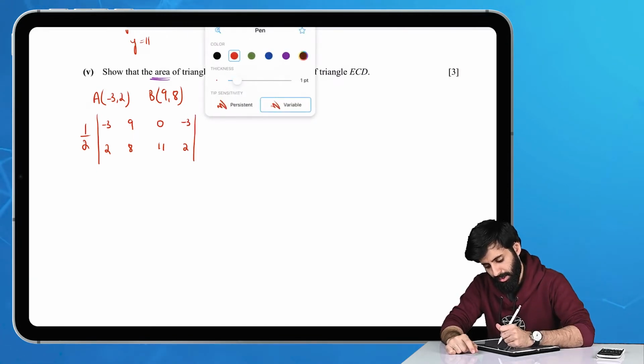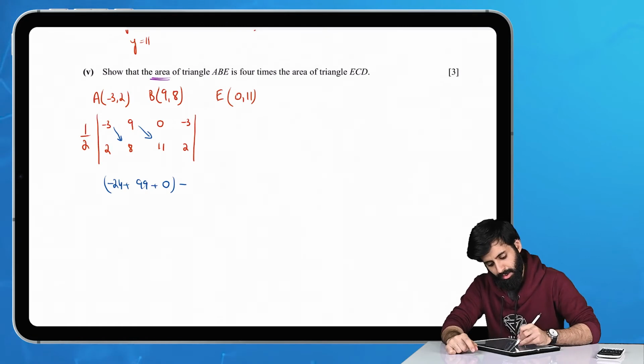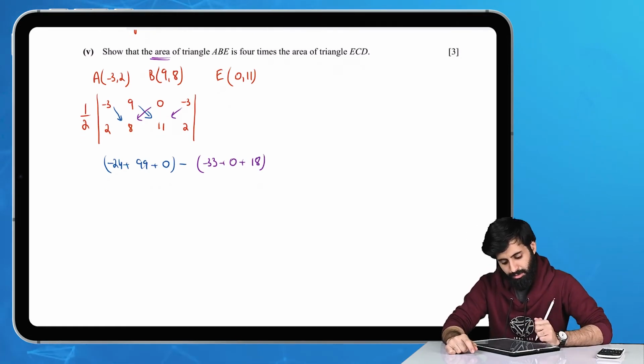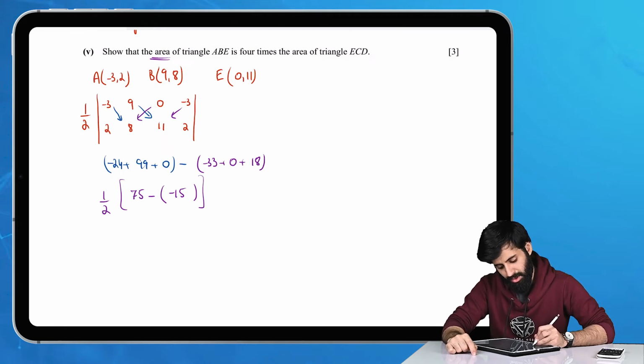Okay, now we cross multiply. First we multiply from left to right. So -3 times 8 is -24, and then 9 times 11 is 99, and then 0 times 2 is 0, and then we put a minus sign, and then we multiply from right to left. So -3 times 11 is -33, 0 times 8 is 0, and then 9 times 2 is 18. So -24 plus 99 is 75, and then -33 plus 18 is -15. Yeah. And then we multiply this by 1/2. So 75 minus -15 is 75 plus 15, which is 90, and 90 upon 2 is 45.